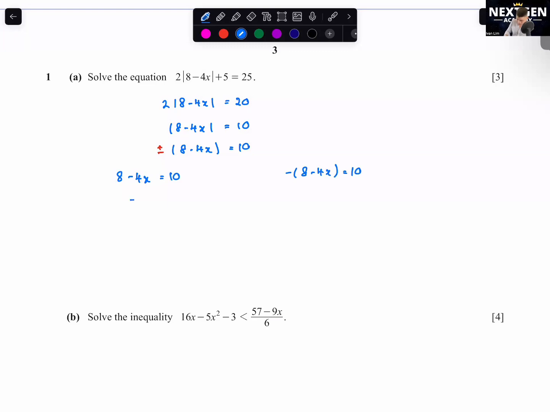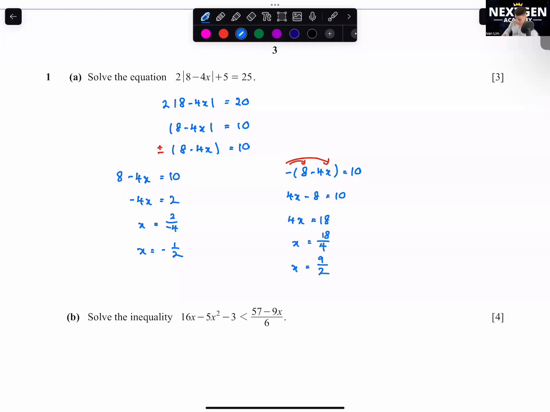This time we will get minus 4x equals to 2, x equals to 2 over negative 4, x is negative 1 over 2. This time I'm going to open up the bracket with the negative. So here we can write as 4x minus 8 equals to 10, 4x equals to 18, x equals to 18 over 4, which is equals to 9 over 2. Okay, easy 3 marks for y'all.